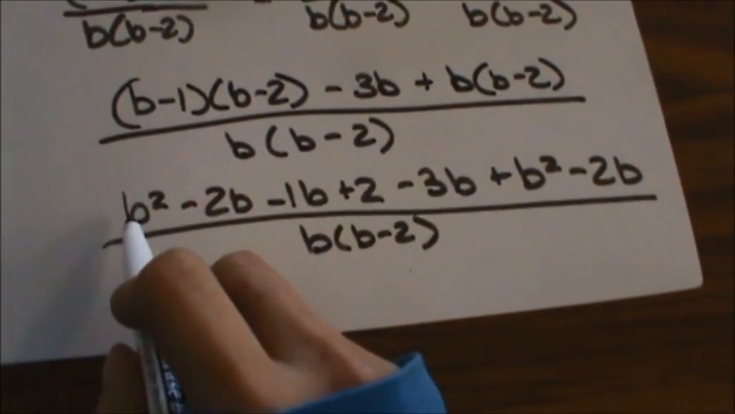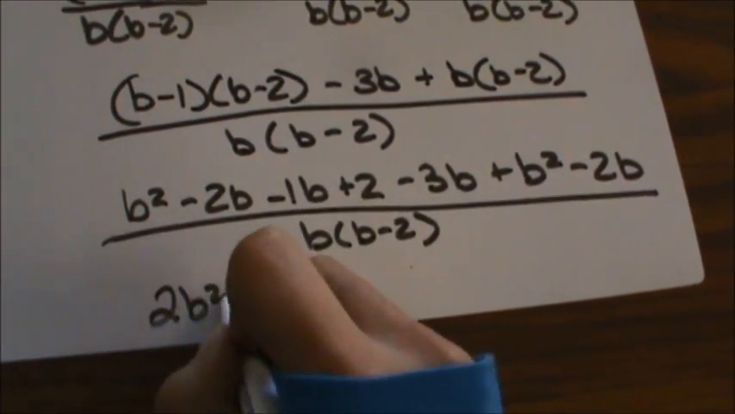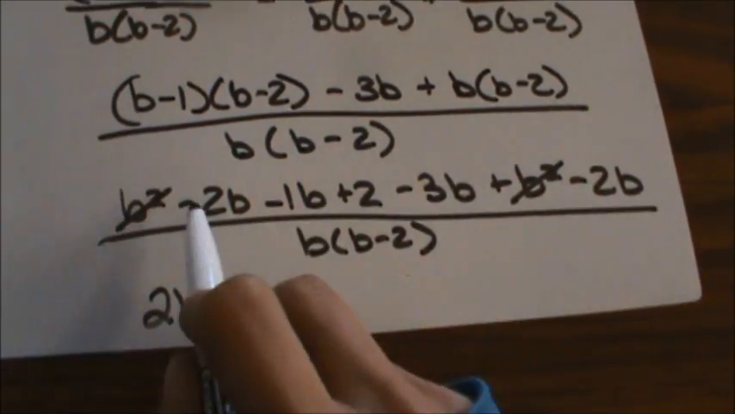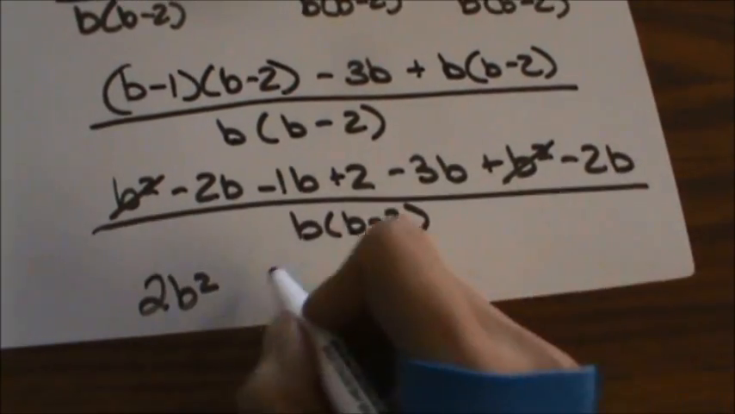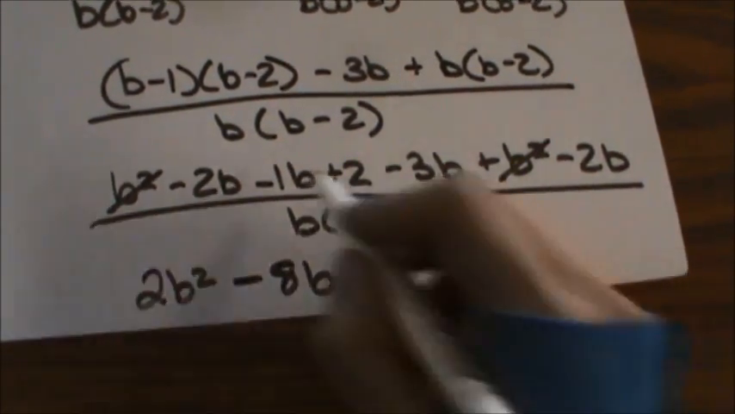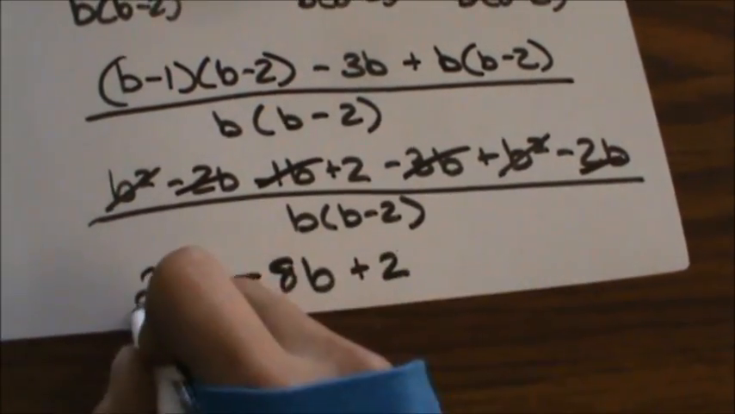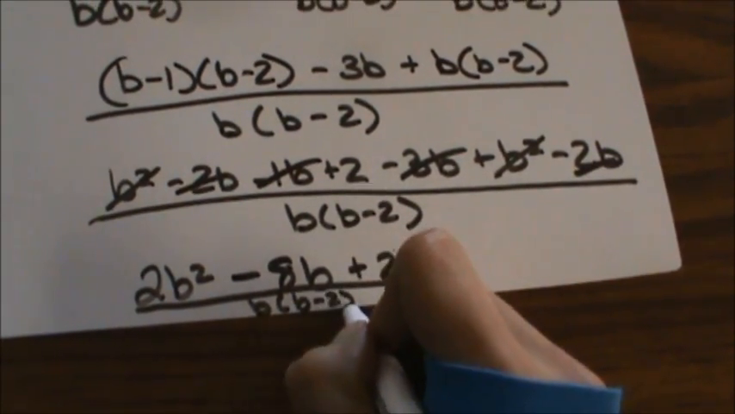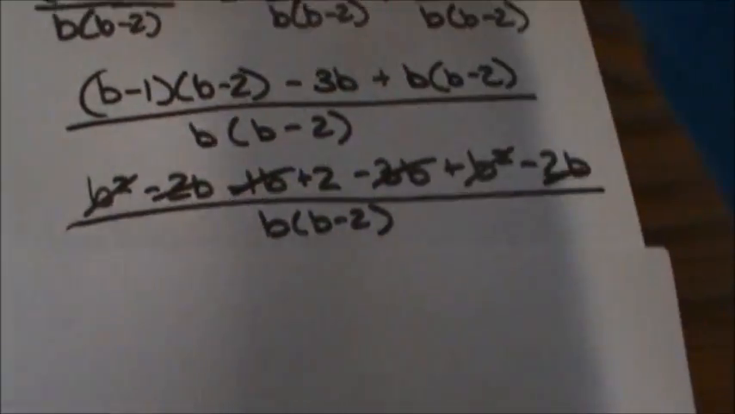Now if I combine my like terms here, I have a b squared here and a b squared here, that's 2b squared. And let's see what else I have. Minus 2b, minus 1b, minus 3b, minus 2b, minus 8b's total. And then a little old 2 right here, all over my denominator. Ruh-roh. Let's get some more room here.